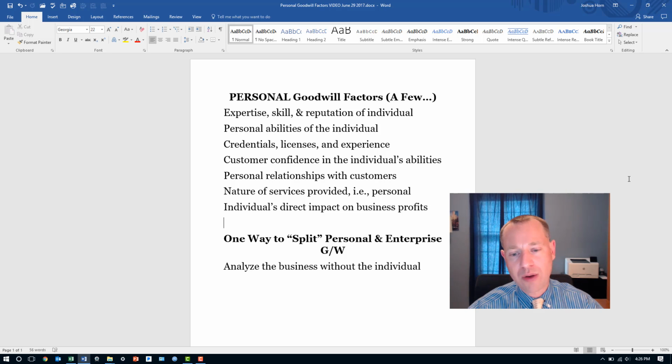So just real quickly, one way to consider splitting the personal and enterprise goodwill into two parts would be to analyze the business with and without the individual and come up with a difference, in essence. I'm not going to go through a detailed example here. I think you get the point for the most part, I hope. If not, email me, call me. If I didn't do a good job, let me know.